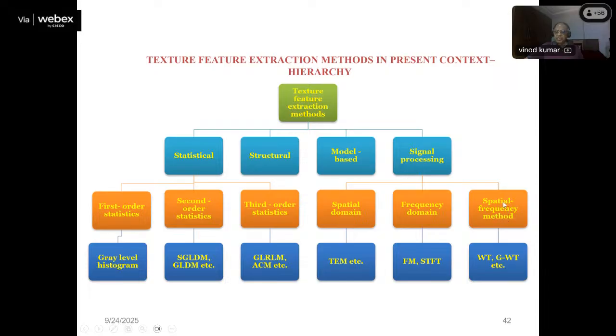And in signal processing, we use the spatial domain, which is similar to the time domain, then the frequency domain, and spatio-frequency, that is wavelet. In the spatial domain, the time domain or space domain, you can say, we calculate texture energy measures. In the frequency domain, we calculate the frequency measures and short time Fourier transform, number of frequencies, and power spectra of each frequency.